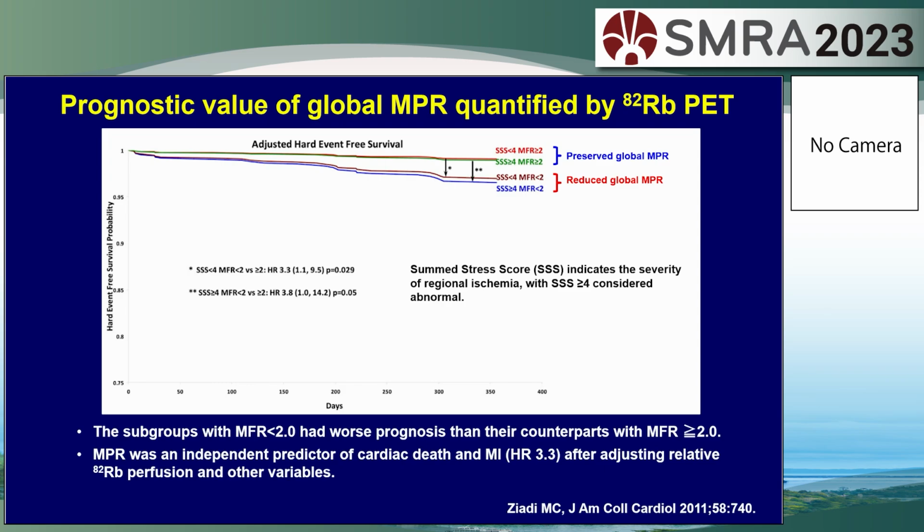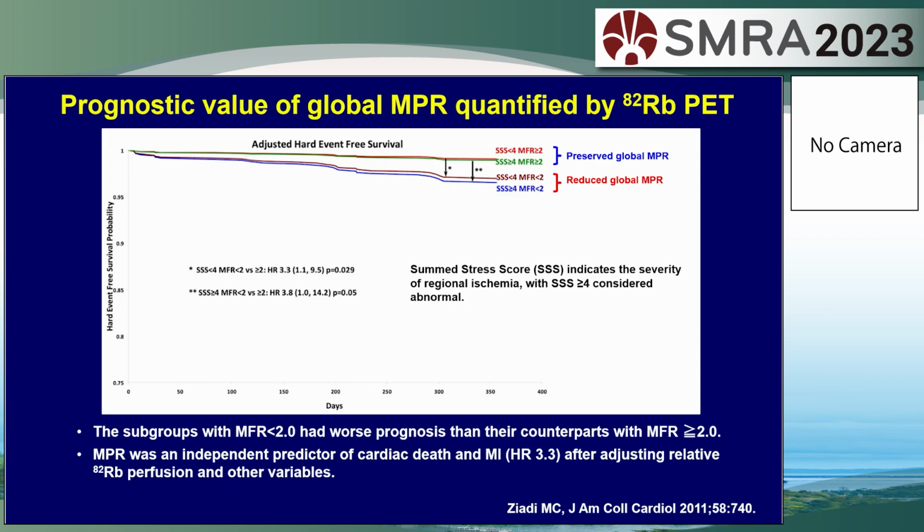However, many PET studies that quantify the absolute myocardial blood flow and myocardial perfusion reserve indicate that in addition to the detection of regional myocardial ischemia, global reduction of coronary flow or myocardial flow reserve is strongly associated with the event.